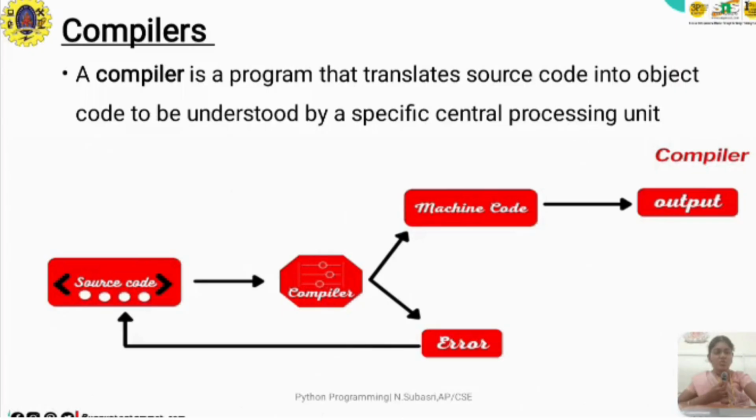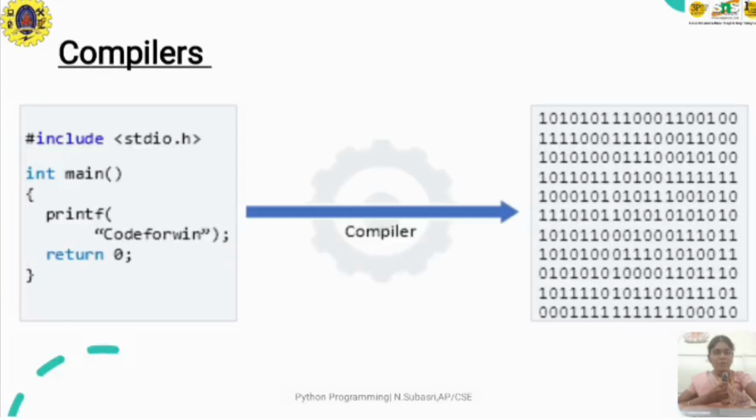The source code is given to the compiler, and the compiler processes it into the machine code. If it has any error, it will throw the error. After that, if it doesn't have any error, it will display the output, or if it has an error, we will fix the source code once again. So this is what is happening inside.